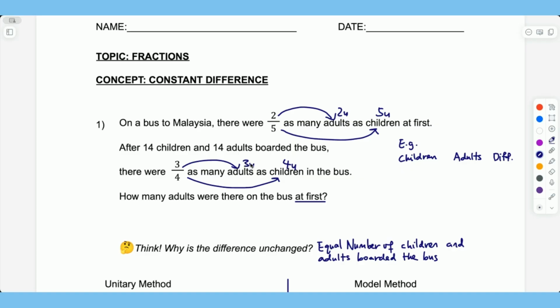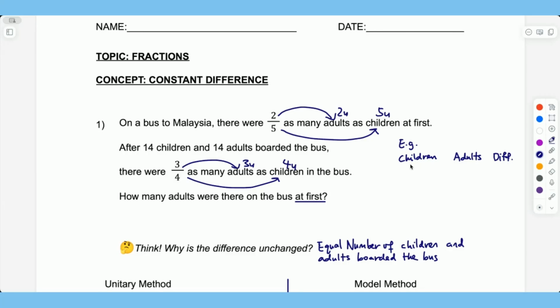Why is the concept of constant difference illustrated in this problem here? This is because an equal number of children and adults boarded the bus. Hence, the difference between the children and the adults remains unchanged. Let's use an example to understand this concept a little bit more.